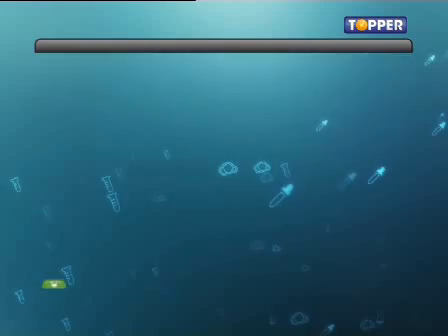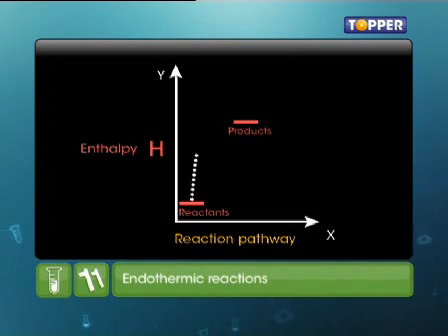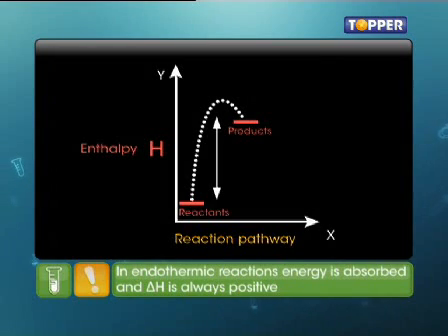In the second instance, we added ammonium chloride to water. Here we saw that the solution got cooler. The graph tells us that the enthalpy of products was more than that of the reactants. So, enthalpy change was positive and heat was absorbed. This is called an endothermic reaction.